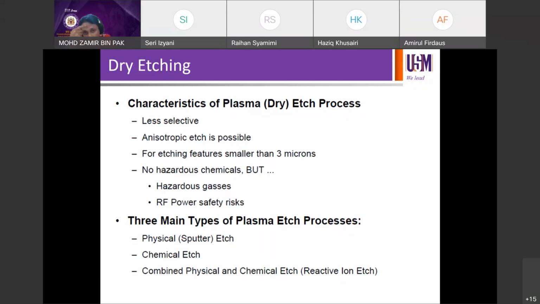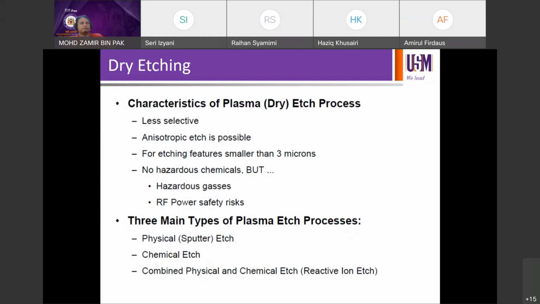Okay. Plasma dry etch process characteristic: less selective, anisotropic etch is possible for etching features smaller than 3 micron. Well, typically we use it for small features because it has better control over feature uniformity. Okay, it's easier to control compared to wet etching. Wet etching is harder to control because it's liquid.